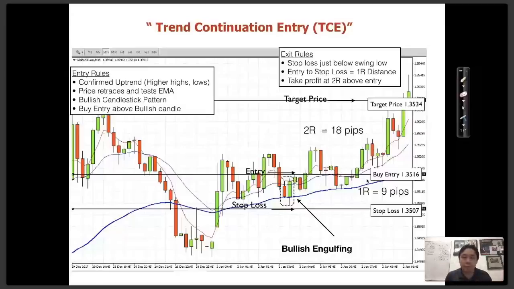So in this case, again, I'm looking at the 15-minute time frame. All right. And the price is bouncing off the 50.